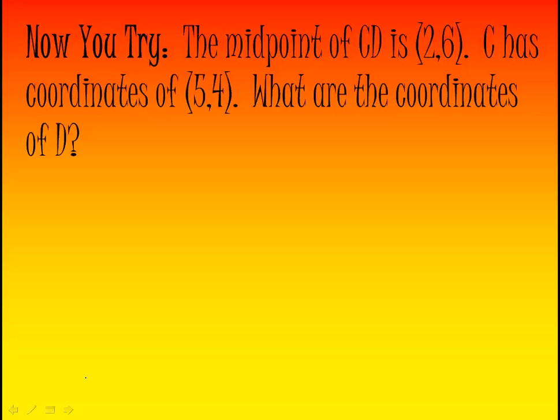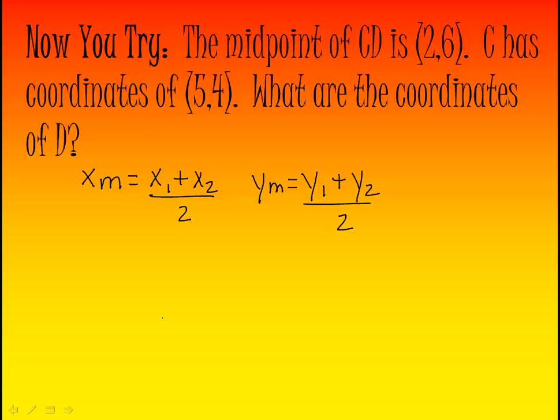So now I'd like you to try this example. You can use either of the two methods that I showed you in the last problem. You can use the fact that the midpoint is the x value 1 plus x value 2 divided by 2, and that the y midpoint is y1 plus y2 divided by 2. Remember, you'll replace xm with the midpoint of the x value. Then the end point is at 5, 4, so x1 would be 5, y1 would be 4, and then you would solve for the missing variable.